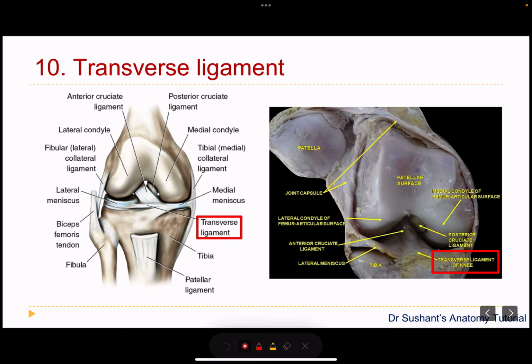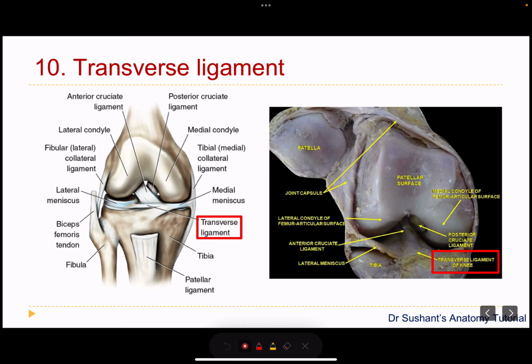Next we have the transverse ligament. This is the transverse ligament. Here is the lateral meniscus, here is the medial meniscus. Here is the transverse ligament of the knee joint. So what is this? Because it is a transverse ligament, it extends transversely and it connects the anterior horn of the medial meniscus with the anterior horn of the lateral meniscus.